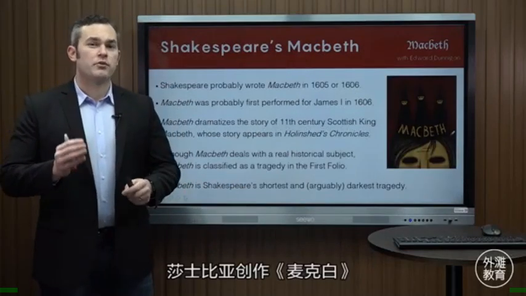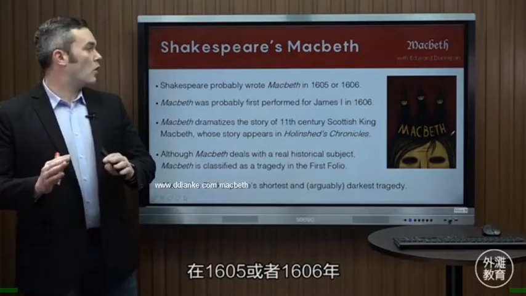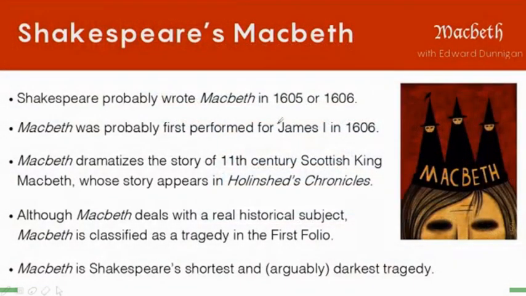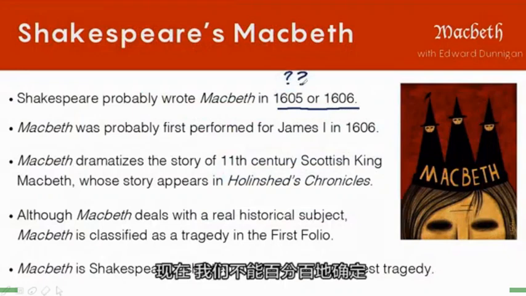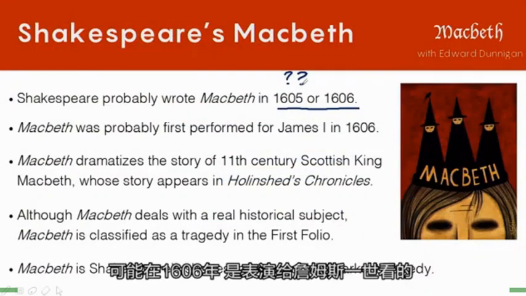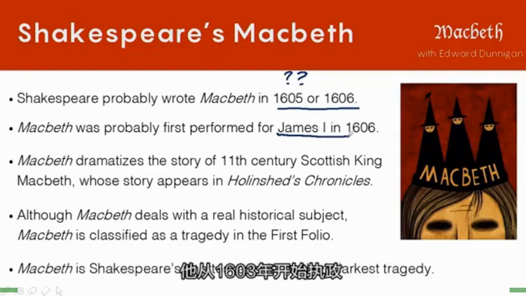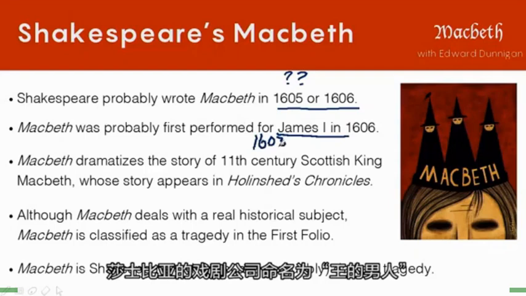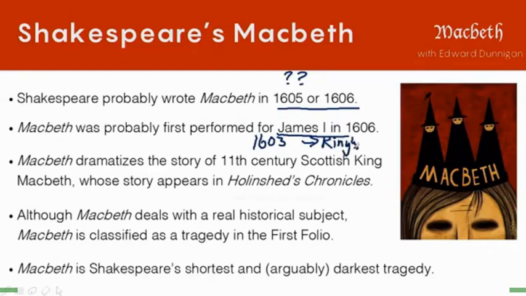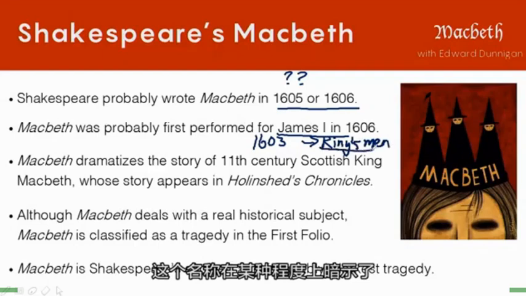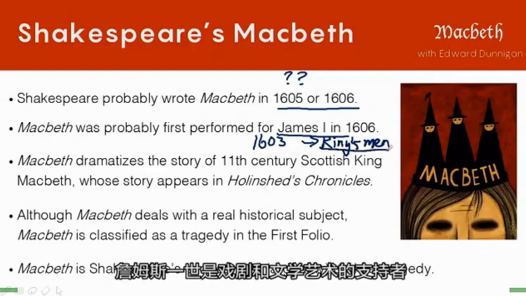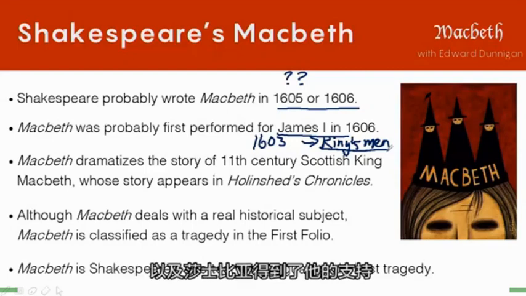First of all, Shakespeare probably wrote Macbeth in 1605 or 1606. Now, we're not 100% certain, but this is the consensus that scholars have kind of agreed on. Secondly, Macbeth was probably first performed for James I in 1606. So James I, if you remember from our last lesson, he begins his reign in 1603, and Shakespeare's acting company becomes named the King's Men, which is kind of an indication of how James I was a supporter of drama and of the literary arts, and Shakespeare found favor with him. And so we believe that Macbeth was probably first performed for James in 1606.